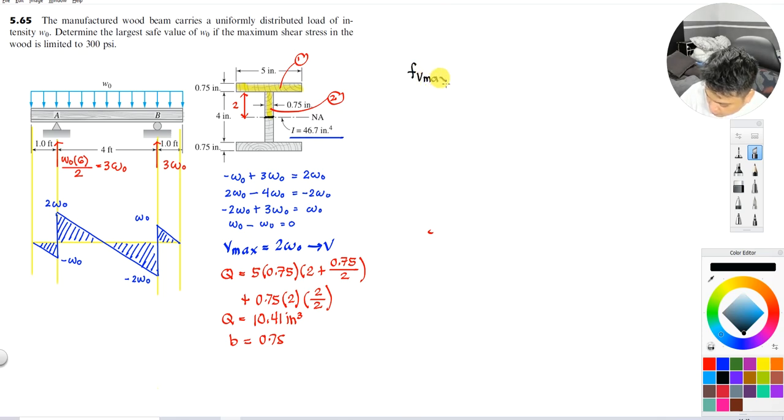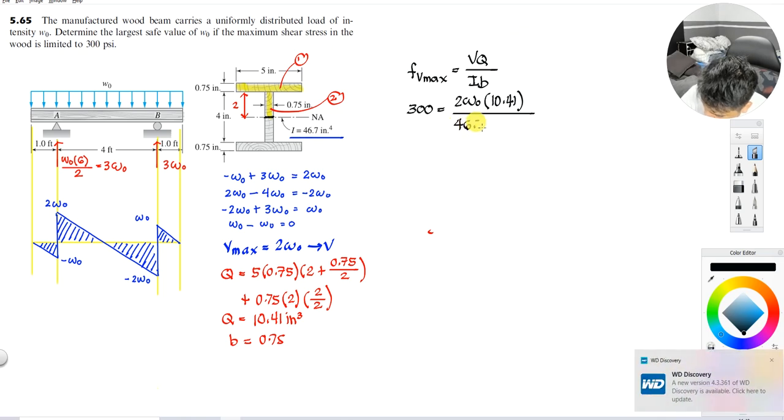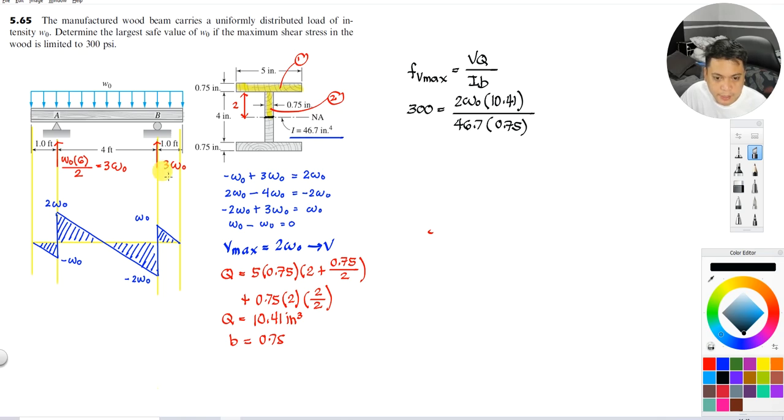Okay, FB max equals VQ all over IB. So we have FB max of 300 psi equals V, but my V is 2W, and then Q, which is 10.41, all over I. My I is equal to 46.7 and my B is 0.75. So how do we do this in the calculator, so you can see it?